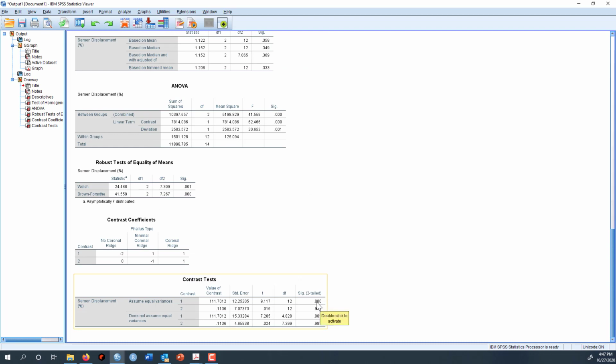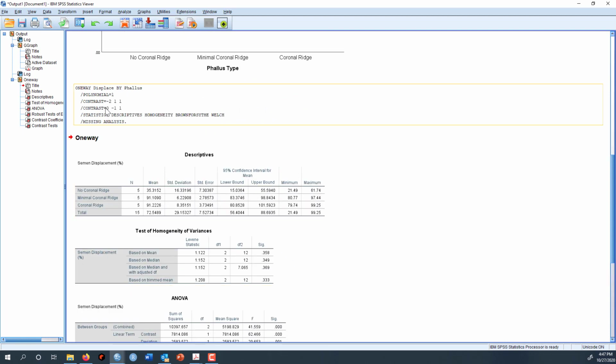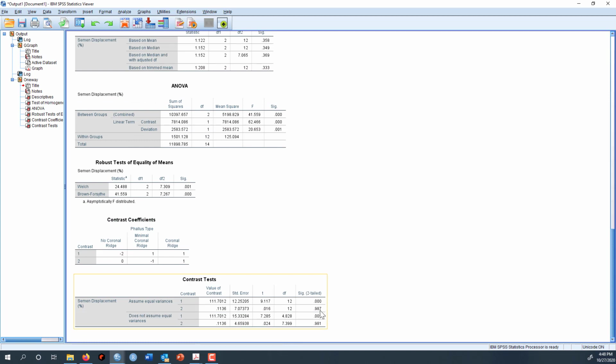No surprise, right? And then the other contrast set no coronal ridge to 0, kind of took it out of the equation and gave this -1 and this 1. And so basically you're comparing these two. Would you expect that to be significant? Absolutely not. And what we find is it's definitely not significant because what you have here is greater than 0.05.